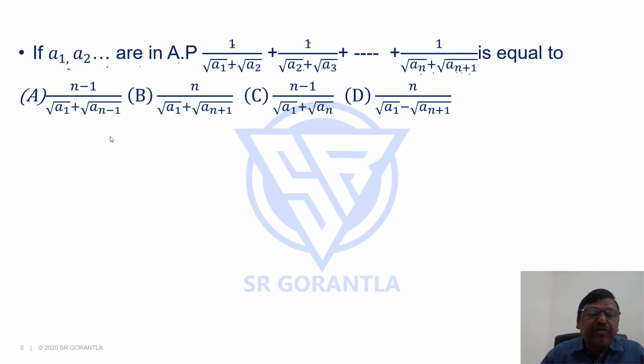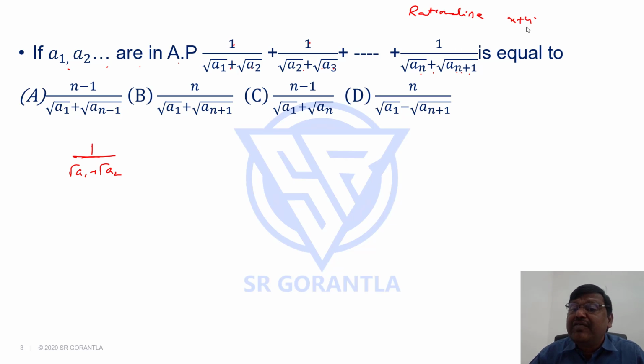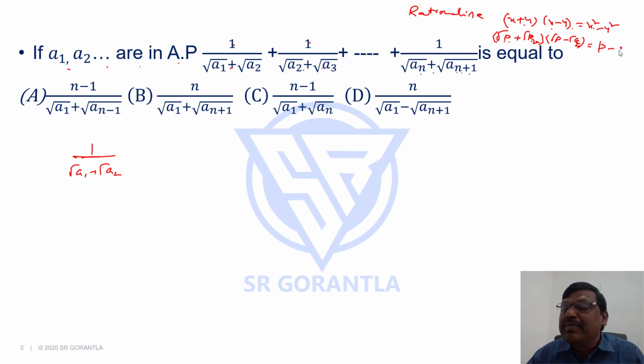Fine. The first term, if I write it here, 1 by root A1 plus root A2. How do we rationalize the denominator? If it is in the form of x plus y, we multiply with x minus y so that it will become x square minus y square and it will become a rational number. Suppose it is root p plus root q, if I multiply with root p minus root q, what happens? As I said, x plus y into x minus y is x square minus y square. Root p plus root q into root p minus root q will become root p whole square, that is p, root q whole square will become q, p minus q.